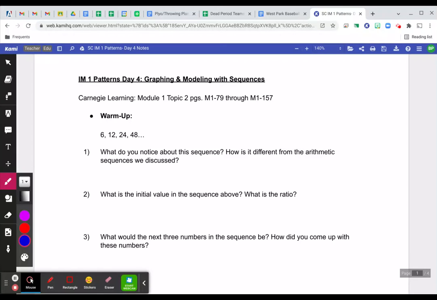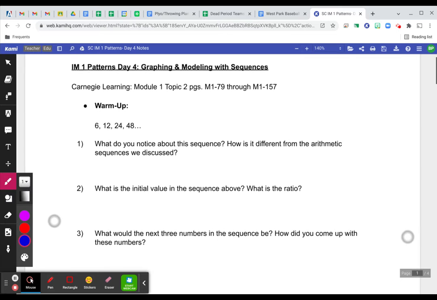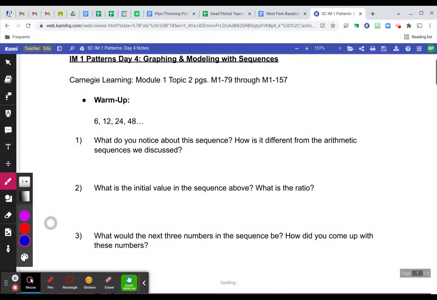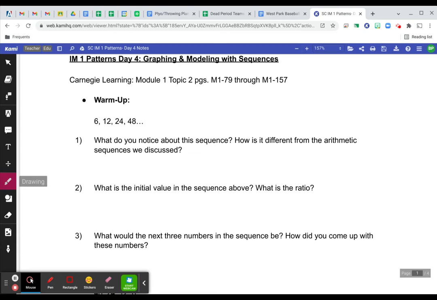Alrighty, guys, we're looking at the IM1 Patterns Day 4 notes. So we're starting with this warm-up. Looks like it has a common ratio since the numbers do not have a common difference, right? So it appears that we are multiplying to get from one term to the next. It appears that we are multiplying by 2.